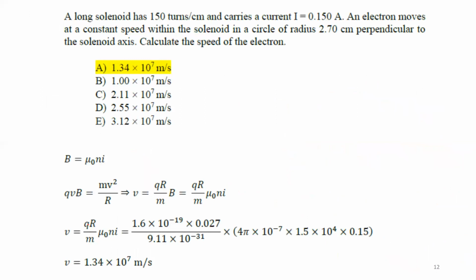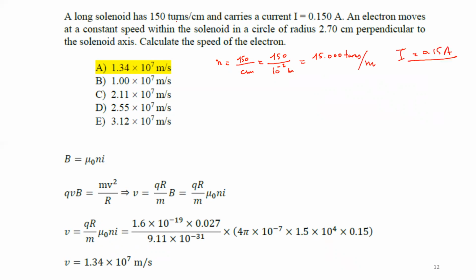Okay, let's solve this problem here, which is a very good problem, but let's go very quickly. A long solenoid has 150 turns per centimeter. So here I'm giving you n with 150 per centimeter. Of course, I put it in meters. 1 centimeter is 10 to the power minus 2 meters. So the number of turns is just 1500 turns per meter. And I give you the current I, 0.15 amp.